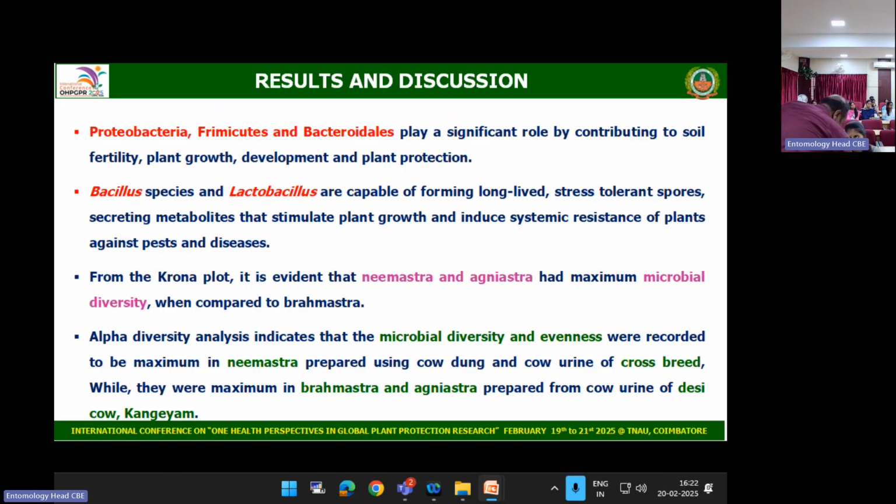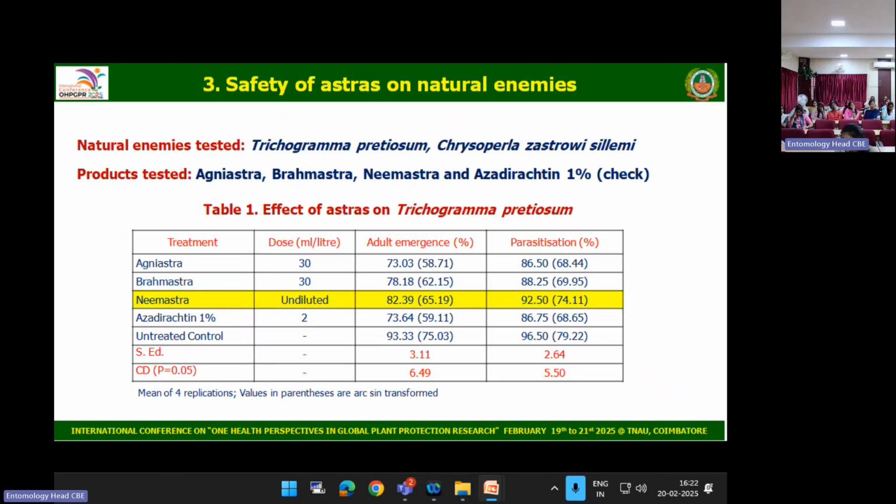Then alpha diversity analysis indicates that microbial diversity and evenness was maximum in Nemastra prepared from the cow urine and cow dung collected from crossbreed, while it was maximum in Brahmastra and Agnyastra prepared from the native breed Kangayam. So the last objective is with respect to the safety of these astras in natural enemies.